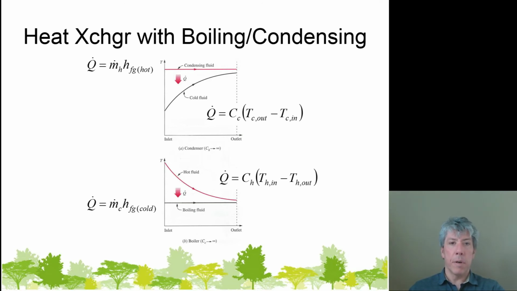Similar argument for a case where we have a cold fluid that is boiling. If the cold fluid is boiling, it's going from the liquid phase to the gas phase, and it will do so at constant temperature, assuming again that the pressure on the cold side remains relatively constant. But we will still use the latent heat of vaporization on the cold side to calculate the rate of heat transfer going into the cold fluid.